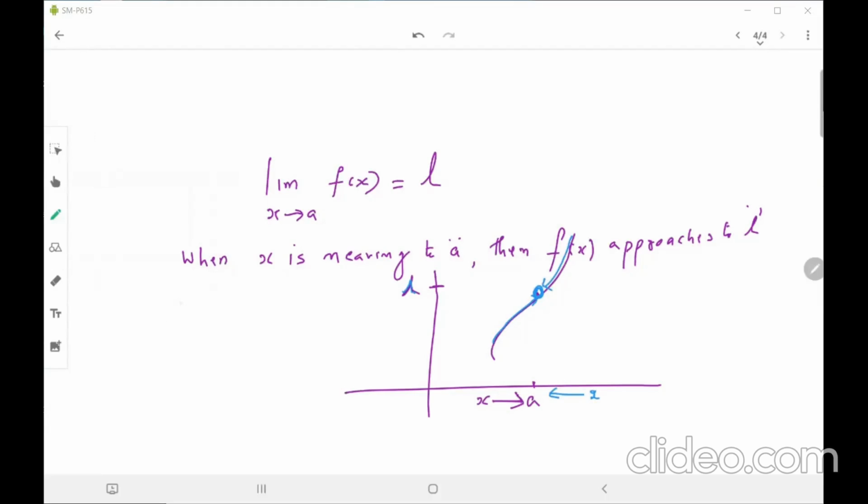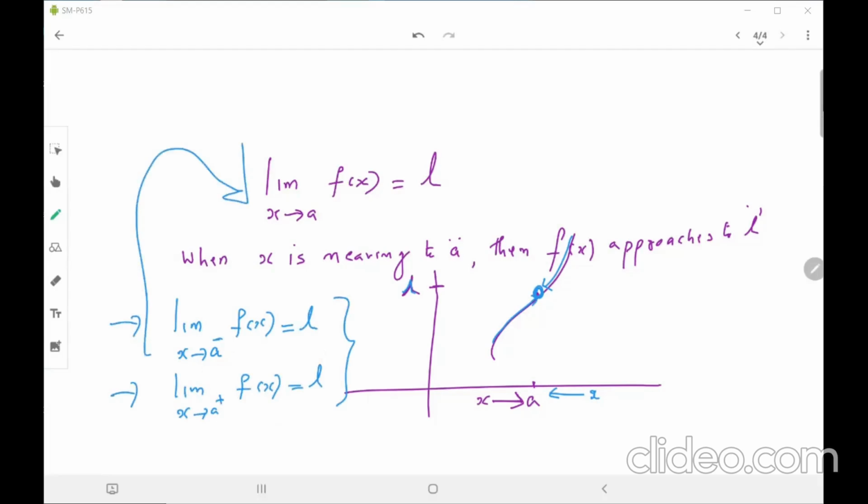So I write this situation as limit x tends to A minus. What is the meaning of A minus? The meaning of A minus is x is moving to A from the left side. Your function value equal to L. And limit x is moving to A plus, f of x equal to L. This is called a left limit and this is called a right limit. If both are equal, then we say the limit exists and this is the limit.